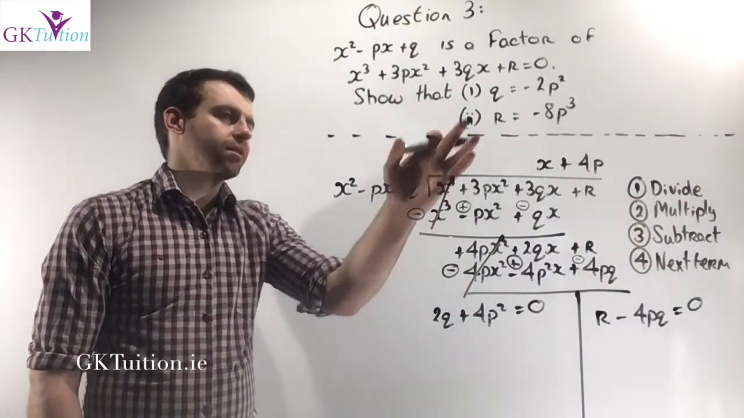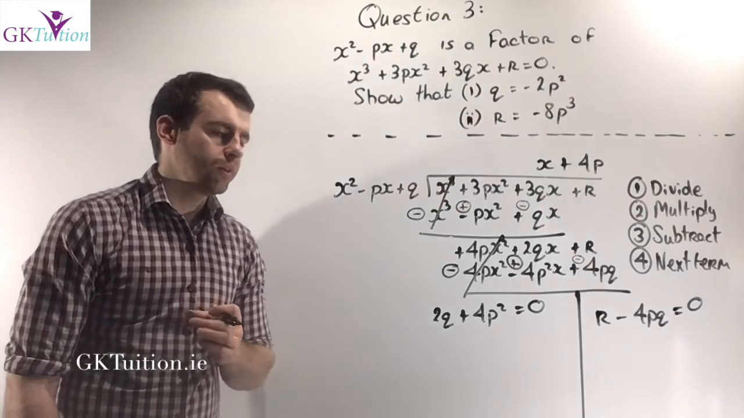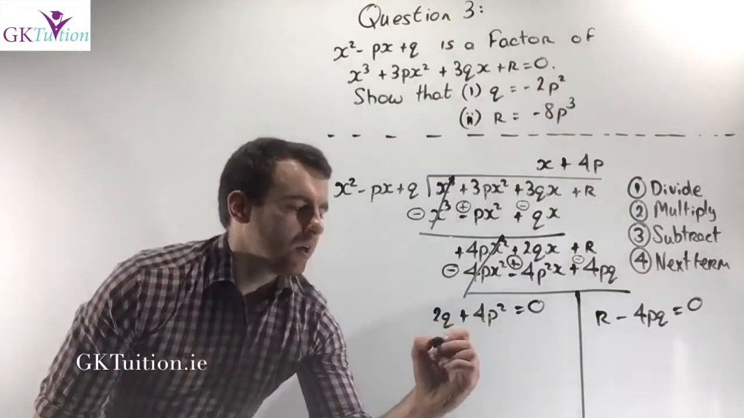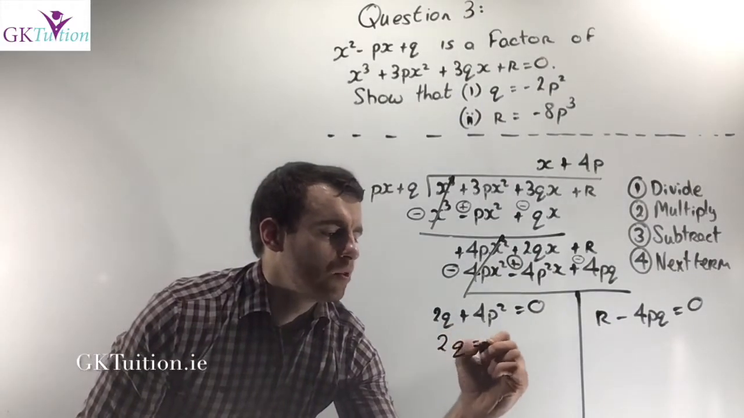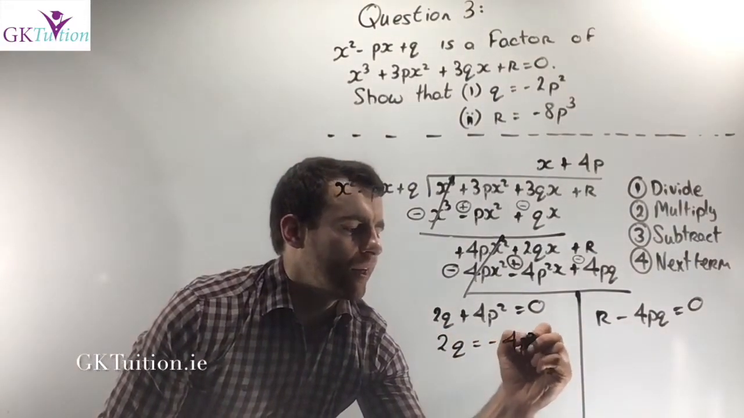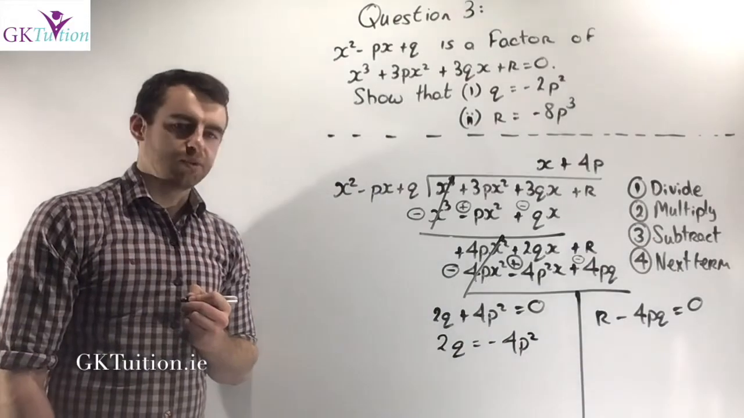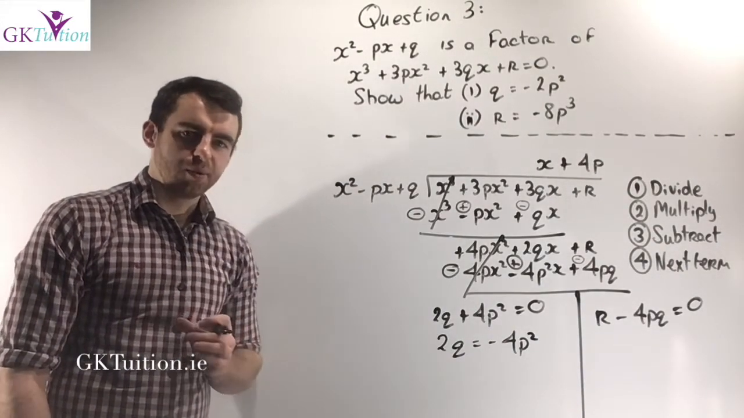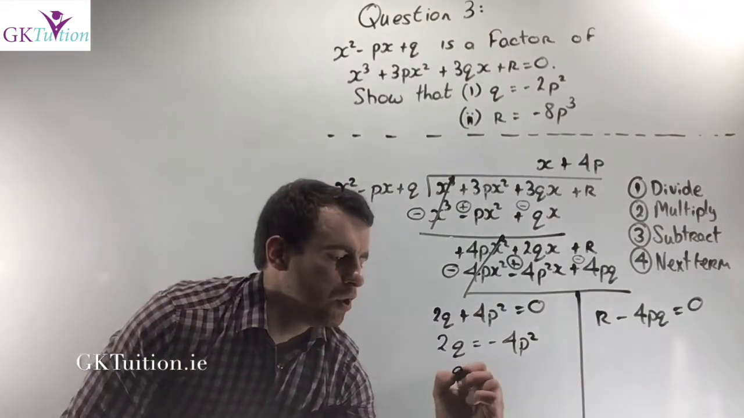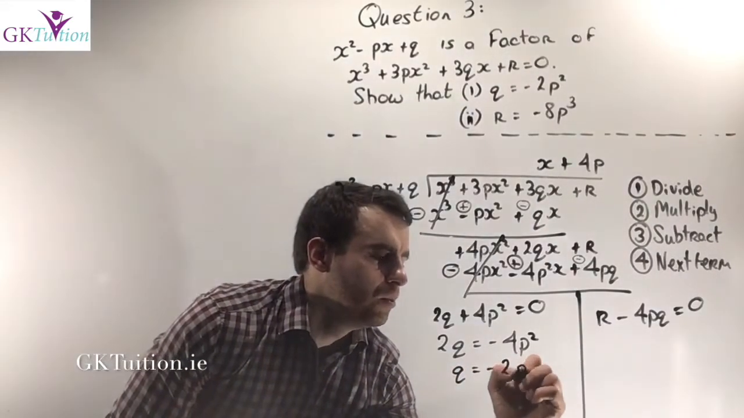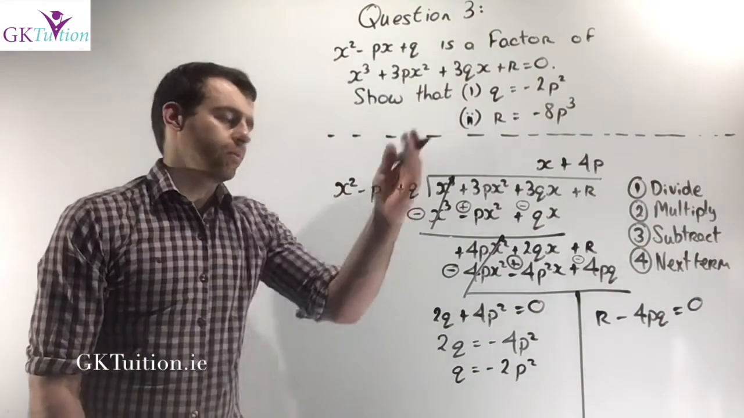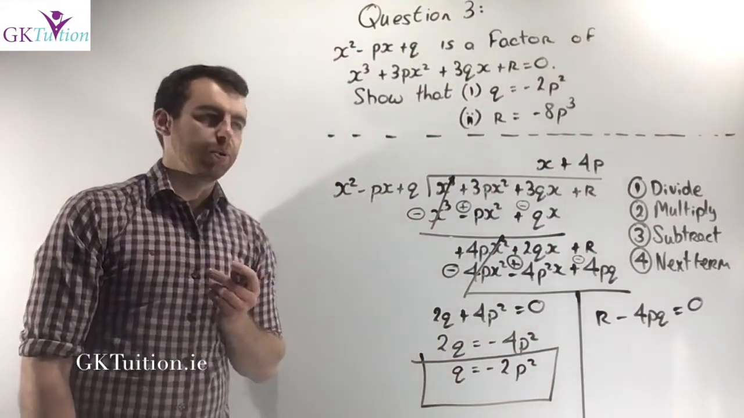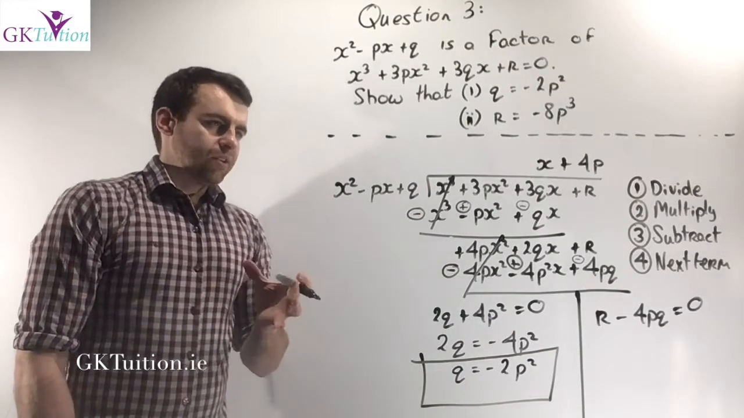In order to get to q equals minus 2p squared, my goal is to isolate q. So the first thing I would do is subtract 4p squared from both sides, and I would get 2q is equal to minus 4p squared. In order to isolate q completely, I need to divide both sides by 2. And I will get q is equal to minus 2p squared. That's what I was being asked to prove, so I'm happy leaving that one as q is equal to minus 2p squared.